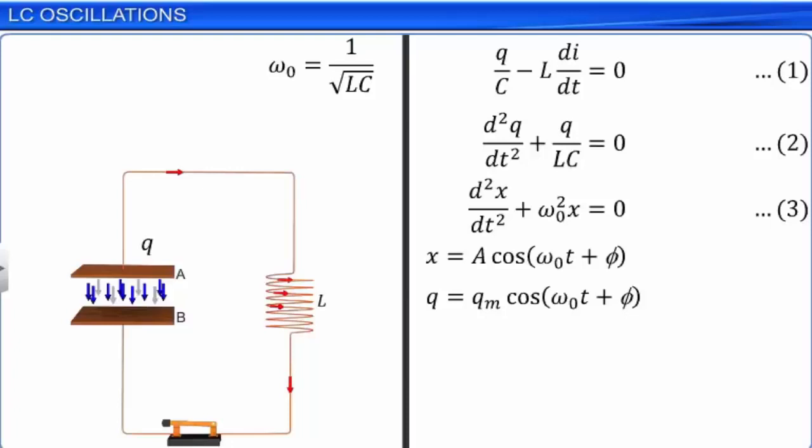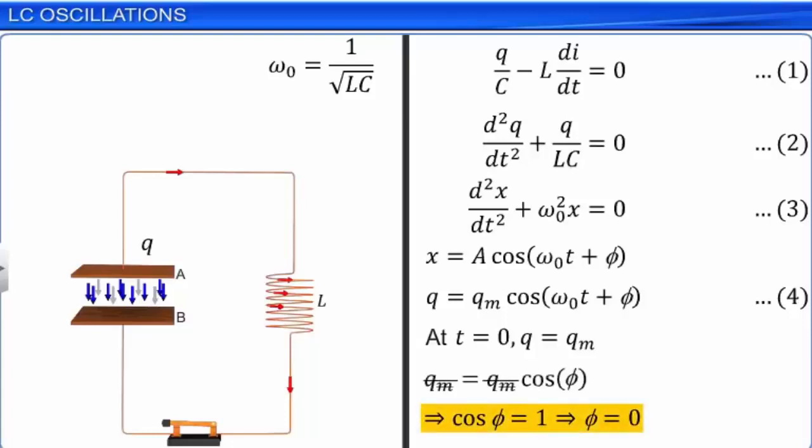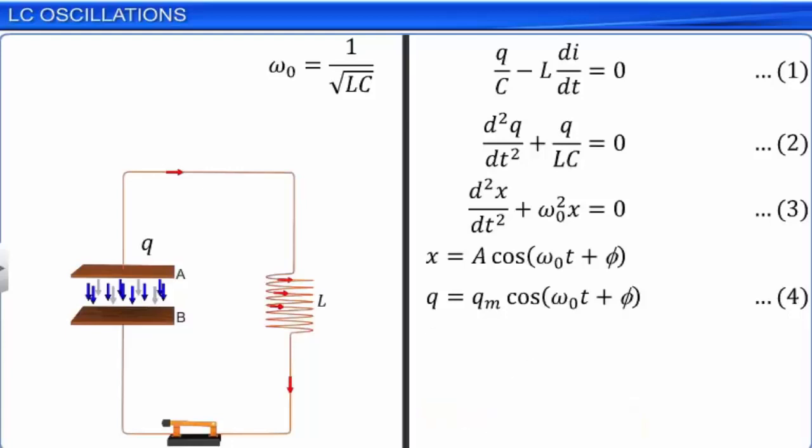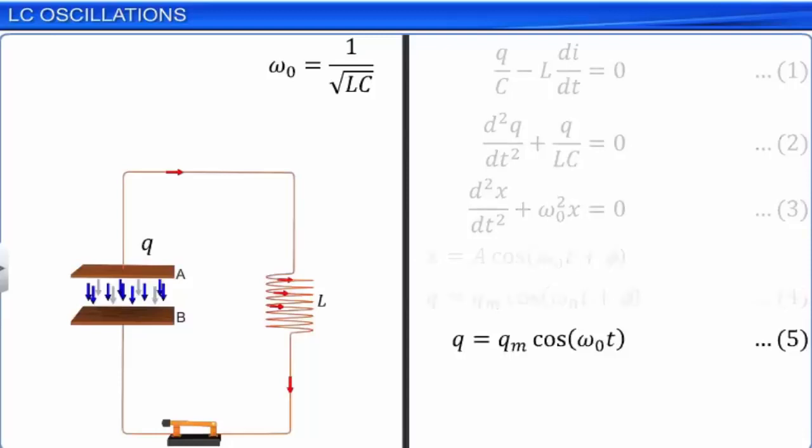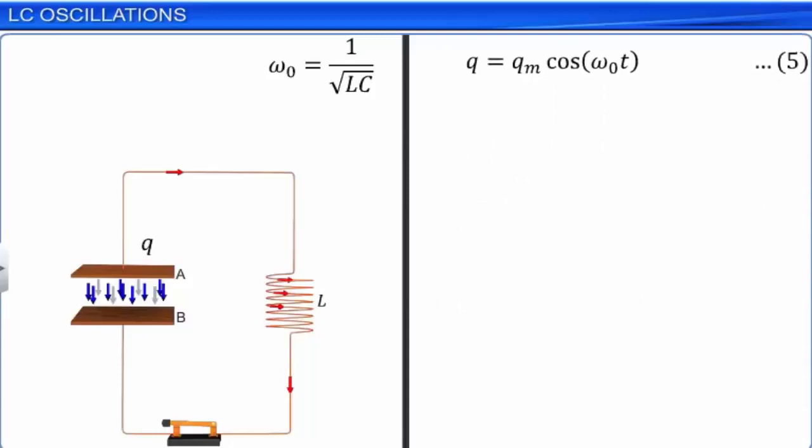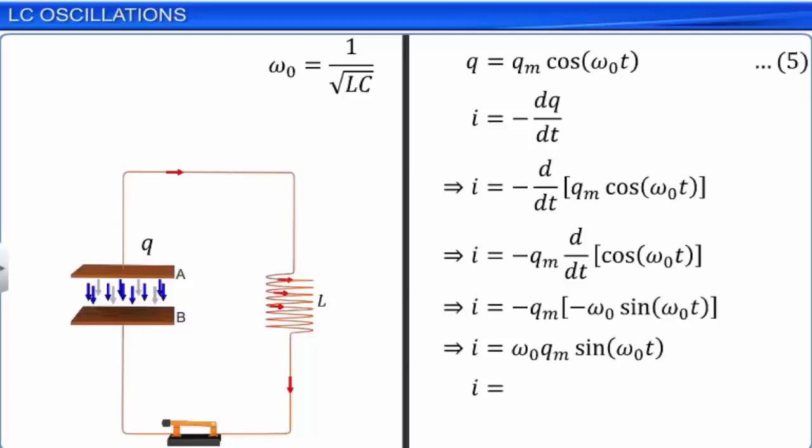At time t equal to 0, the charge q on the capacitor has the maximum value, qm, which means that the value of cos phi has to be 1, and hence phi has to be 0. Hence, equation 4 now becomes q is equal to qm cos omega naught t. Let this be equation 5. As the capacitor gets discharged with time, we get current I is equal to minus dq by dt. Substituting the expression for charge from equation 5 and simplifying, we get I is equal to Im sin omega naught t, where Im is equal to omega naught into qm. Let this be equation 6.